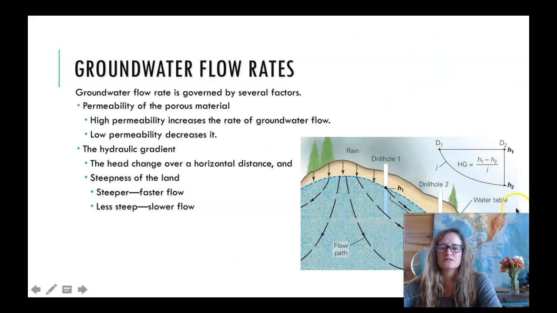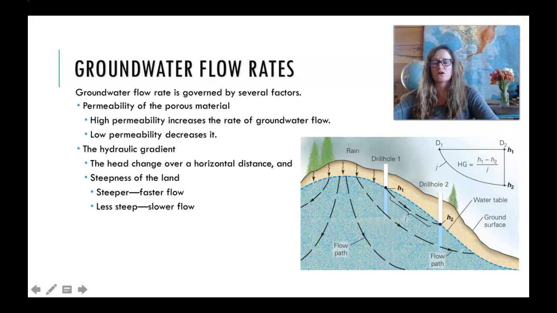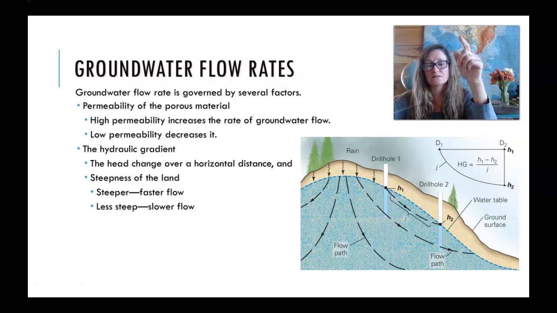All right, flow rates. We can measure the flow rates. There's a law we're not going to talk about called Darcy's Law, and it takes into account the porosity of the material and the gradient or the slope of the water table. So if there's a high slope, then the groundwater will flow faster.